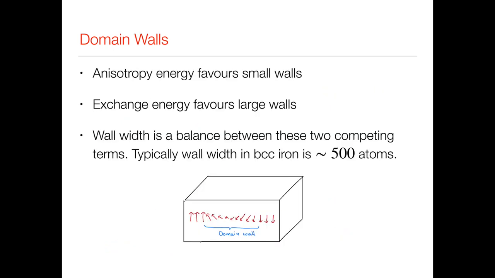So what we've seen is that the anisotropy energy favors small walls. So just let me write up the formula I found before for the wall width. We had pi S square root of 2J over K a. So the anisotropy, K, favors small walls. The exchange energy, which was J, favors large walls. So if I increase J, I increase delta. And the wall width is always going to be a balance between these two competing terms. Just to give you an idea, a typical measurement for BCC iron is about 500 atoms.